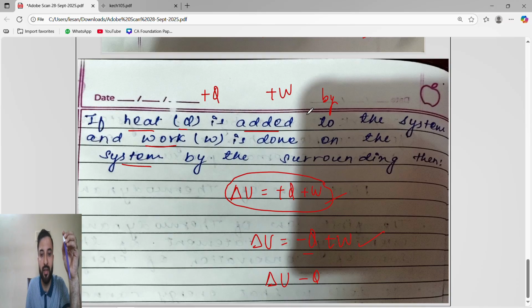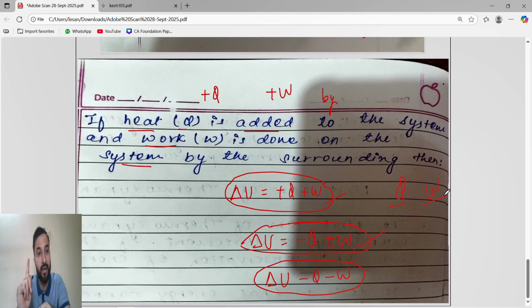Or suppose they say heat is released from the system, minus q, and work is done by the system, minus w. See how the value of the change in internal energy changes based upon the conditions for q and w. So the q and w conditions are very important for writing the change in internal energy. You have to understand the concept, then only you can write.